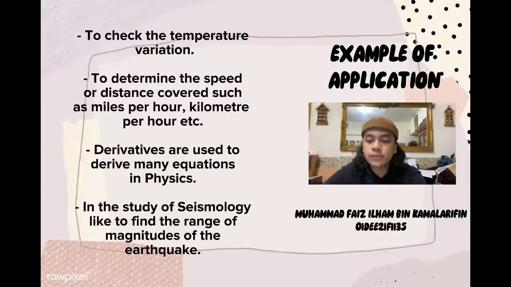First is to check the temperature variation. Second is to determine the speed or distance covered, such as miles per hour, kilometers per hour, and many more. Next, derivatives are used to derive many equations in physics. And lastly is in the study of seismology, like to find the range of magnitudes of the earthquake.